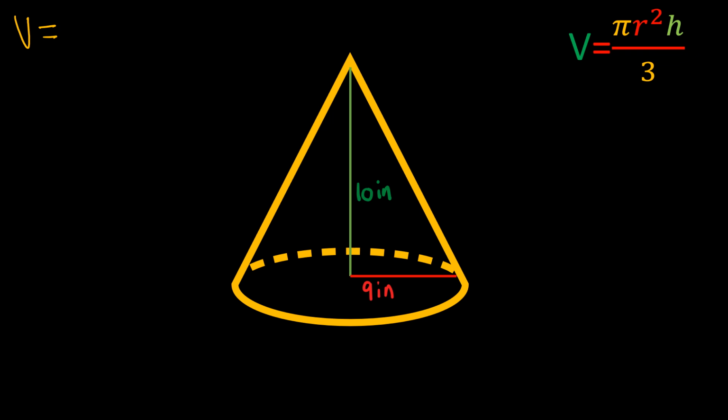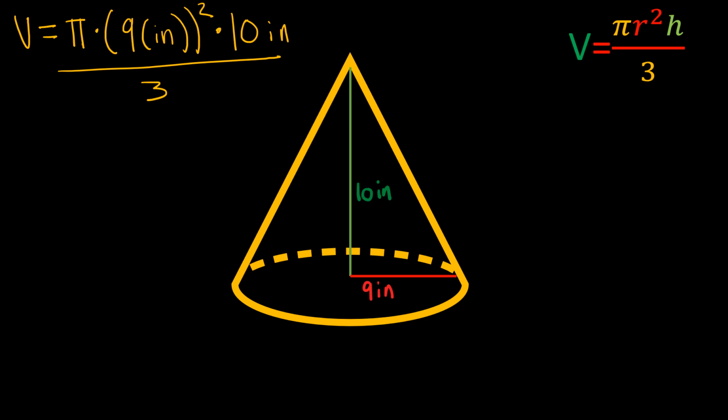So let's do it. Volume is going to equal pi times radius squared. Our radius is going to be 9 inches. And we have to multiply that times the height, which is 10 inches. This is all divided by 3.